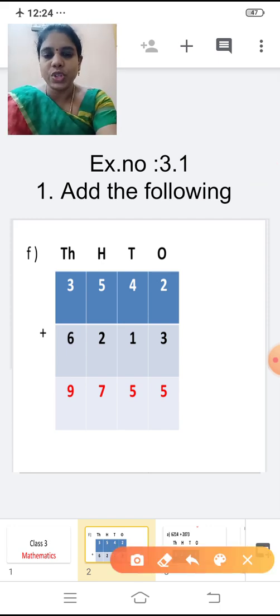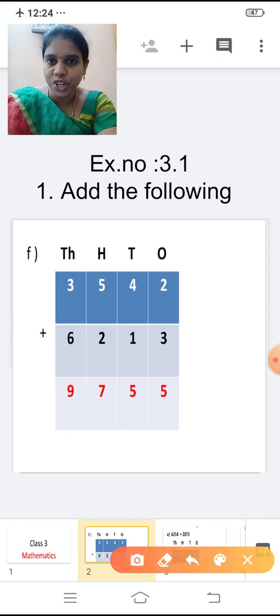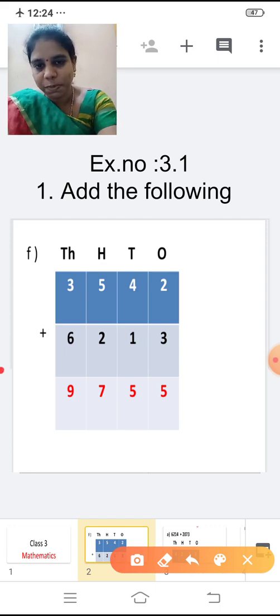3542 and 6213. Shall we add now? So how to add? First we have to add the ones place, isn't it? So shall we add this?